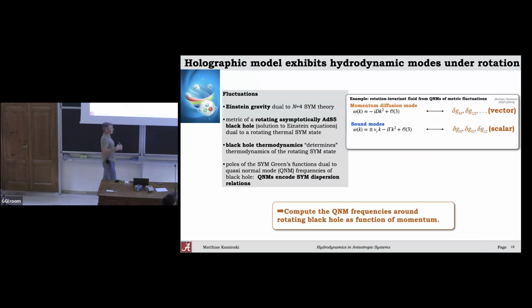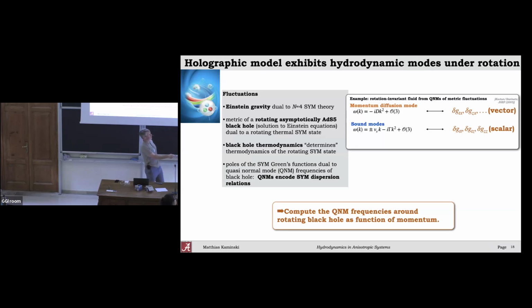And so we use this notion. Here's an example of two types of fluctuations. We have the momentum diffusion mode, which is dual to the vector fluctuations, which are fluctuations of the metric in the time-space direction and the metric in time and the direction in which the momentum flows, which I believe we chose to be z here.